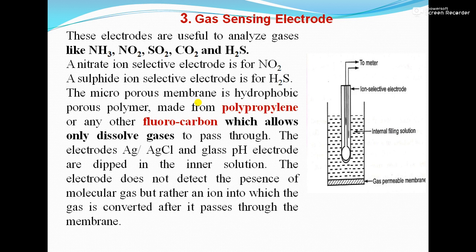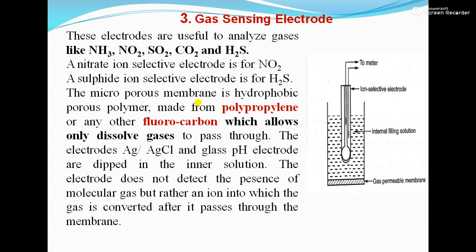Then the third one is the gas sensing electrode. These electrodes are useful to analyze gases like ammonia, NO2, SO2, carbon dioxide and hydrogen sulfide. This electrode is particularly selective for analyzing gases. For example, a nitrate ion selective electrode is for only nitrate, and a sulfide ion selective electrode is for only sulfide.